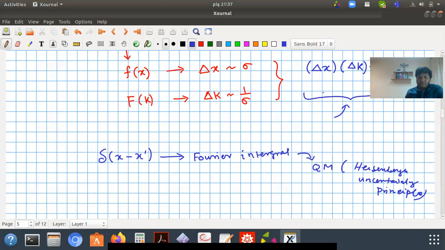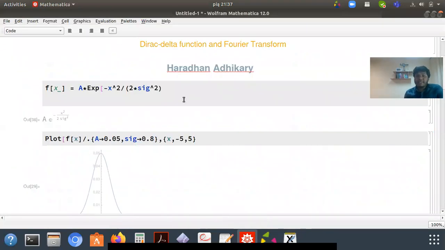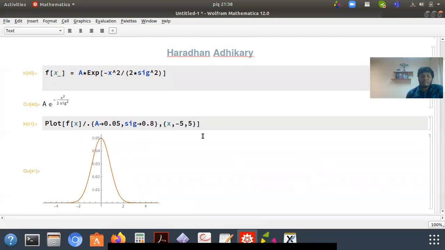Now, let me give you one short important thing: the same thing we discussed, just using Mathematica. Let me define a function f of x, which is a e to the power minus x square over 2 sigma square. I define the function, now let me plot it. Here I consider a is 0.5 and sigma is 0.8, and I plot the function from minus 0.5 to plus 0.5. You can see the height of the function is 0.5 and the width is 0.8.